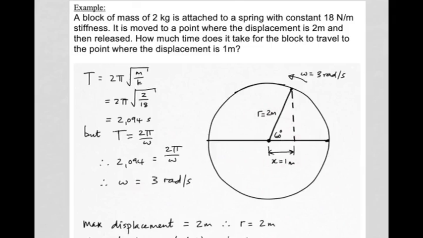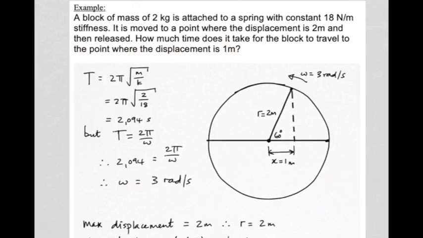So in our first one here, relating to time, a block of mass 2 kilograms is attached to a spring with a constant 18 newtons per meter stiffness. It is moved to a point where the displacement is 2 meters and then released. So obviously it then oscillates backwards and forwards. How much time does it take for the block to travel to the point where the displacement is 1 meter, wherever that point is?